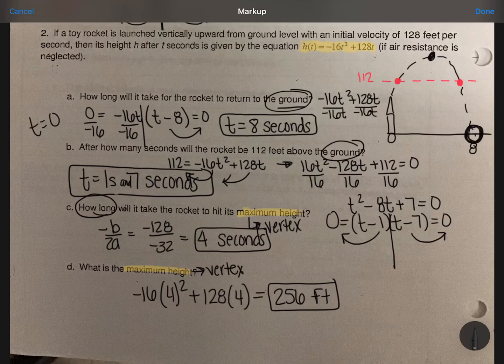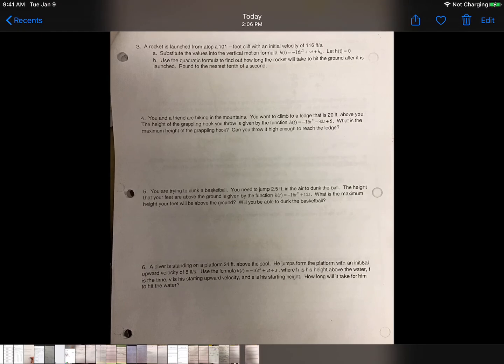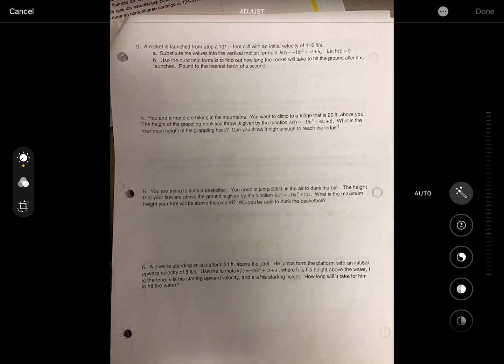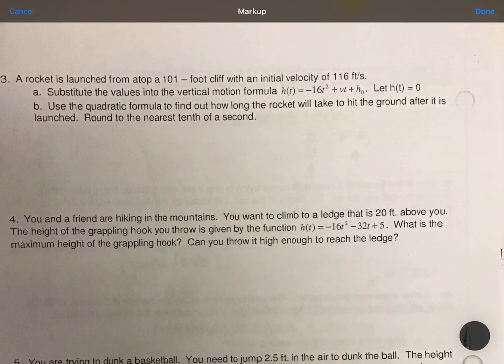All right, so let me see on the next page. This is the next page. So again, all you have to do here is read this.